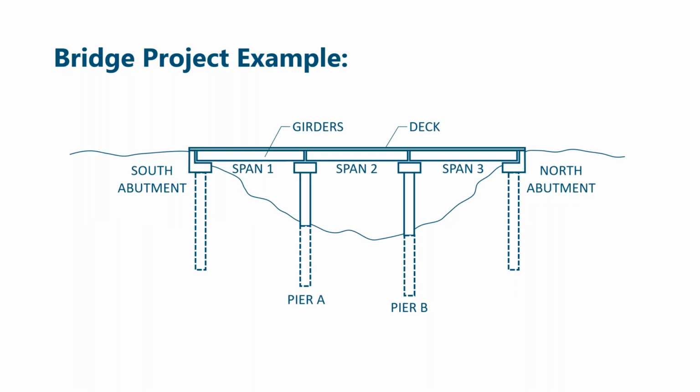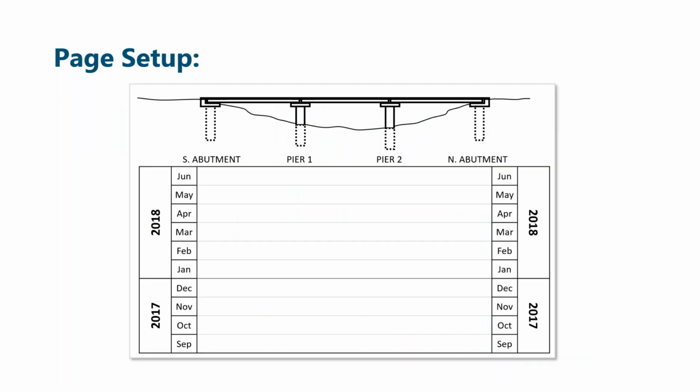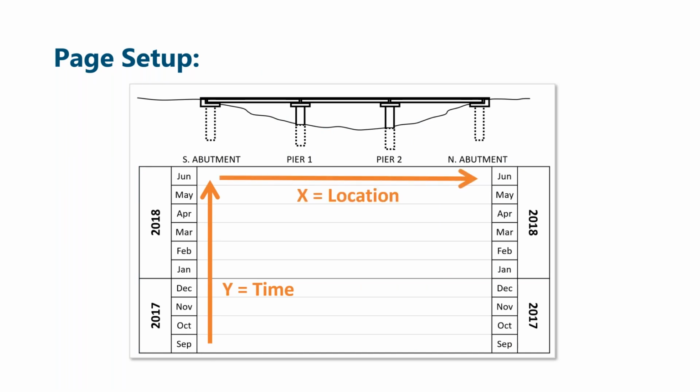Let's do one more example with a simple bridge. 3 spans on this bridge, 2 piers and 2 abutments. So this time we're going to plot time vertically from bottom to top. We're going to build it from the ground up like we build a bridge. And location is on the x-axis.